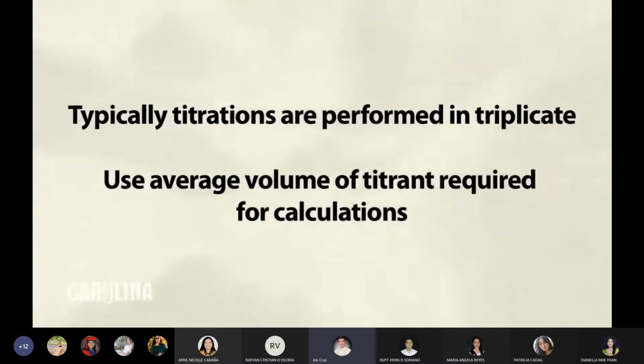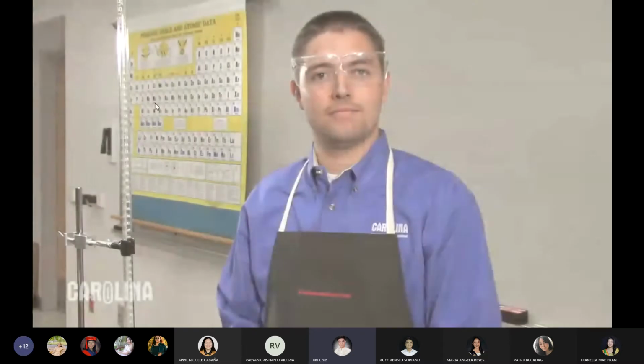Use the average volume of the titrant required to reach the endpoint for any calculations. You now know how to properly perform a titration. Be sure to check out the second video.